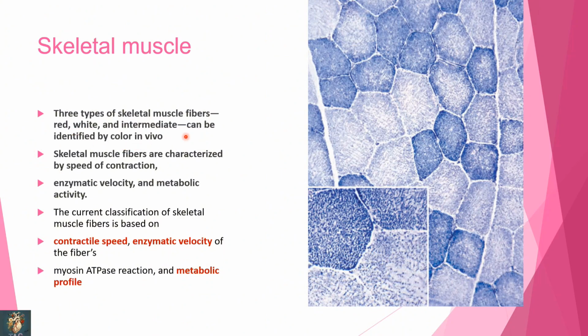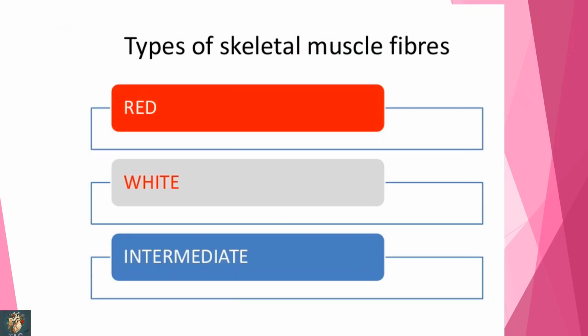In routine histological slides with hematoxylin and eosin, we are unable to identify these three types of skeletal muscles, but with the help of special histochemical techniques, we can identify the red, the white and the intermediate muscle type. These histochemical techniques are used for the specific enzymes which are present in muscle tissue. On this basis, naked eye examination can also help you to see the red and the white muscles. So the main types of skeletal muscle fibers are the red, the white and the intermediate type.